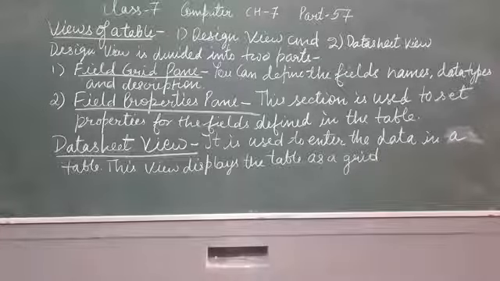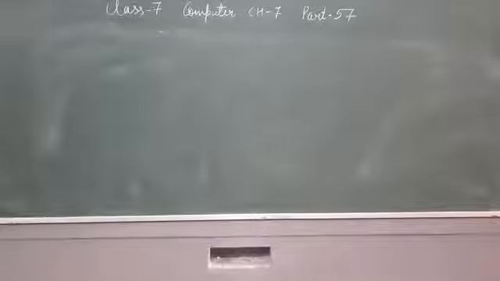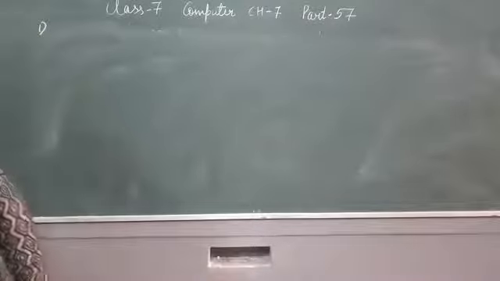Now I will tell you some rules for naming a field. As you already know, a table has multiple fields and each field is unique to a table. Each field has its own name and data type. So there are some rules for naming a field. How are we going to name a field? First of all, we have to remind ourselves of some points.